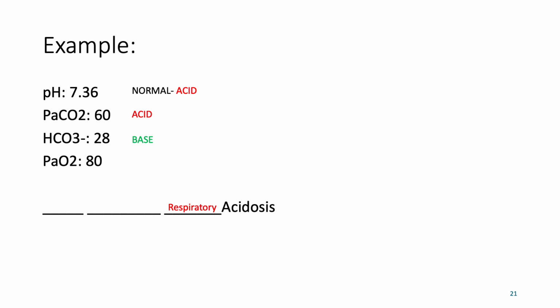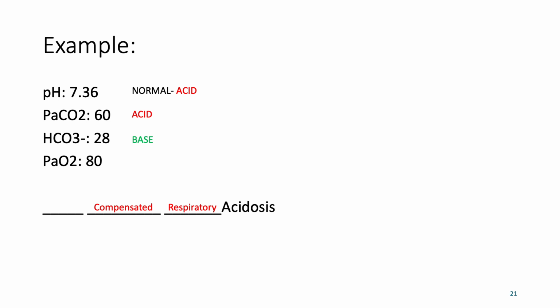Now, did the other system try to help? So I'm going to look at the other number, the bicarbonate, and see if it did not match the pH. And it is in the opposite direction. Our pH is slightly acidic and our bicarbonate was labeled as basic. So it is trying to help out and we have some kind of compensation. So now I can update my answer again. We are in something compensated respiratory acidosis.